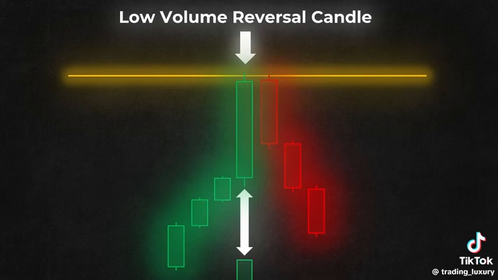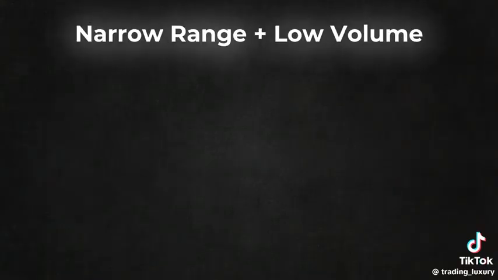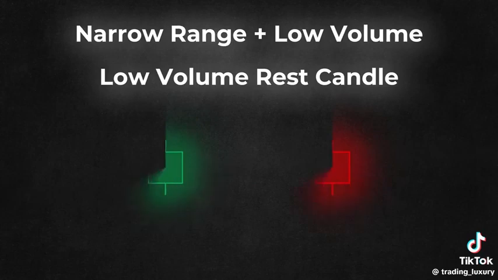These are the two scenarios for wide range candles. Now we can explore the two scenarios for narrow range candles. Let's start with the narrow range low volume candle, which is easier to understand. Low volume is what traders expect in a narrow range candle since there is not a lot of price movement.